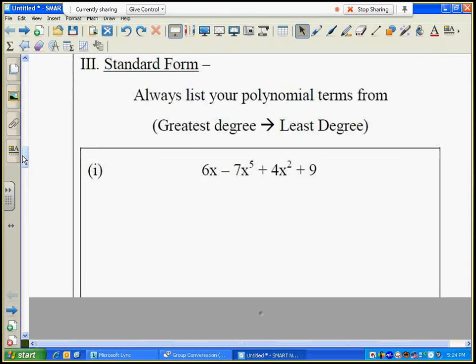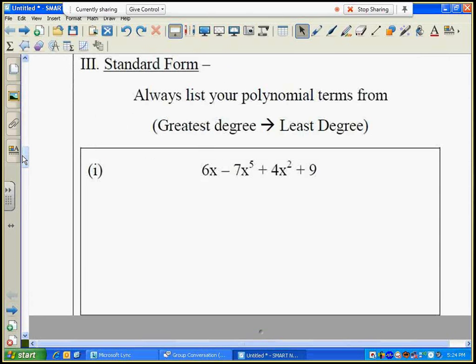Let's say we have this first example here: 6x minus 7x to the 5th plus 4x squared plus 9. Now we can classify this by the degree and the number of terms. But in order to write it correctly, we have to rearrange it so that all the terms are from greatest degree to least degree. Of these four, this one has a degree of 1, this one has a degree of 5, 2, and 0 respectively. So I'm going to rearrange them so that 5 is in the front, then 2, then 1, then 0.